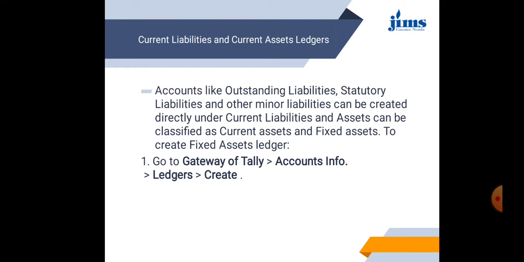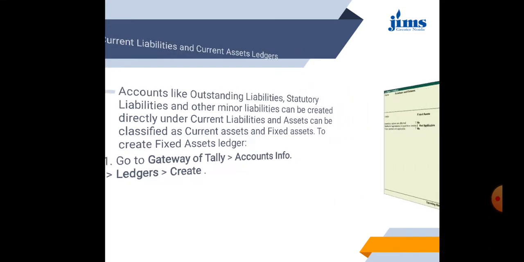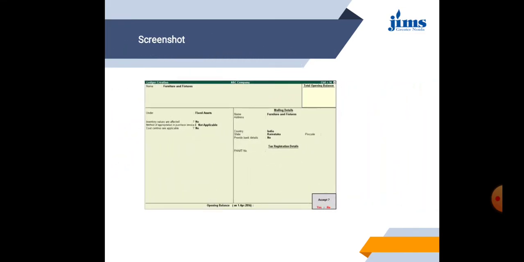Now about current liabilities and current assets ledger. Accounts like outstanding liabilities, statutory liabilities and other minor liabilities can be created directly under the current liabilities, and assets can be classified as current assets and fixed assets. So first of all, to create the fixed assets ledger, we go to gateway of Tally, accounts information, then ledgers, and then we create. Then this screen will display.